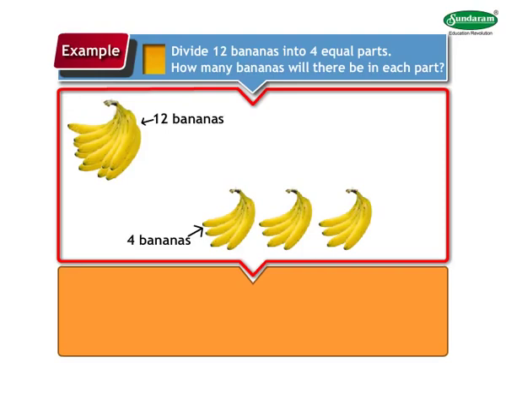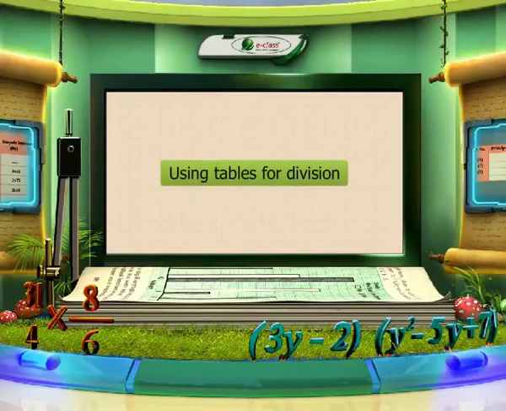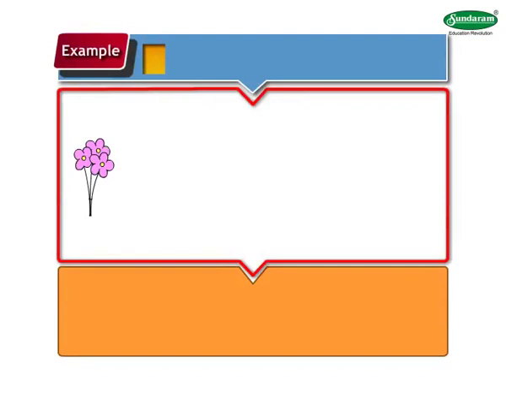This means that when the total number of bananas, that is 12, is divided by 4, that is the number of parts, we get 3 bananas in each part. In short, 12 divided by 4 equals 3. Using tables for division. Look at the picture.